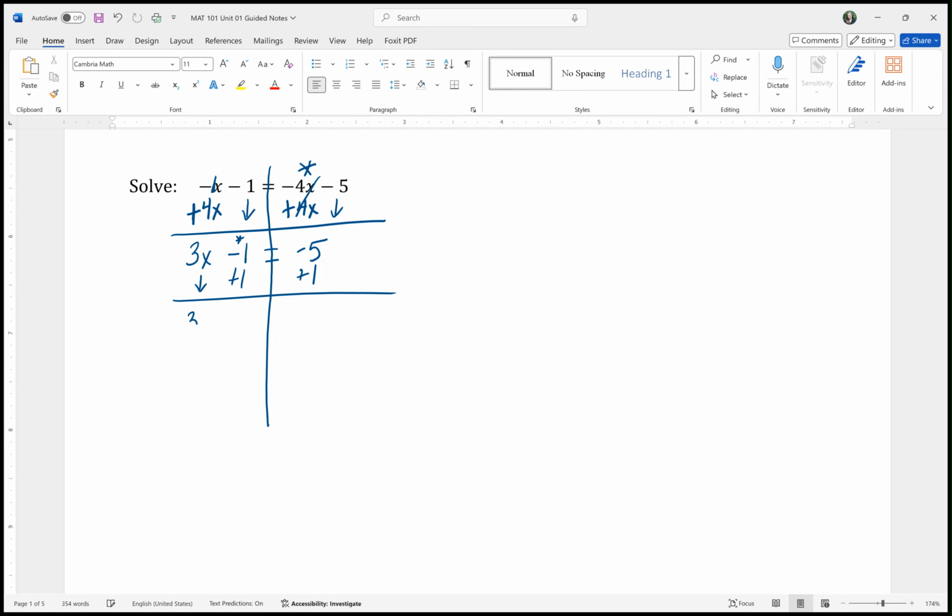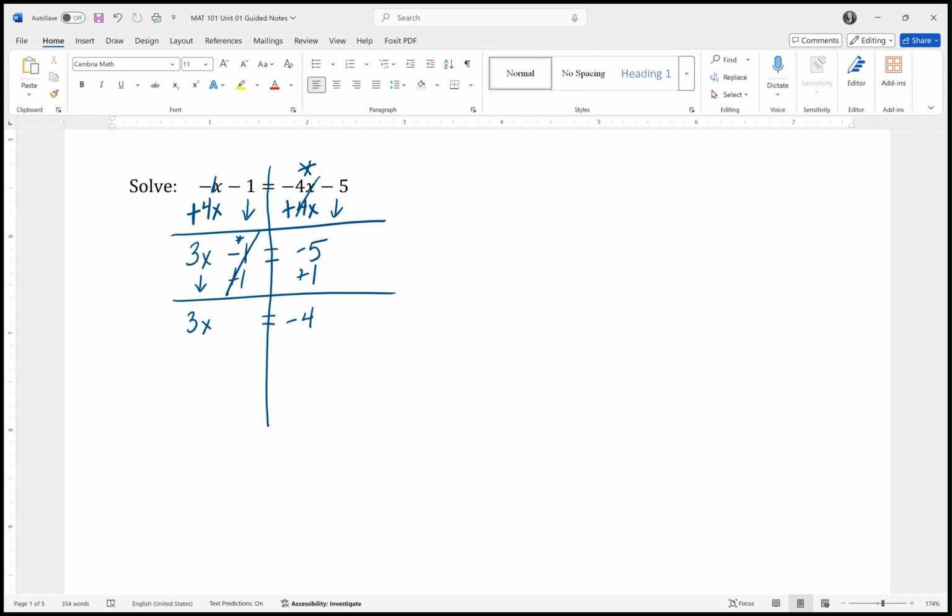So this is going to be 3x. And verify that you did this correctly. This should cancel if you did it right. So negative 1 plus 1 gives me 0. We're on the right track. Bring down your equal sign, and negative 5 plus 1 is negative 4. So we are almost done.